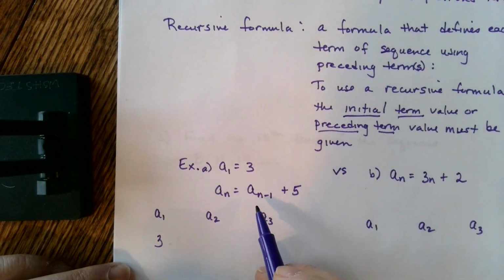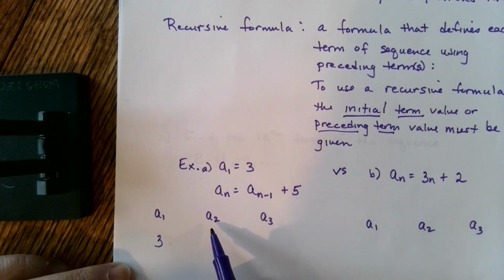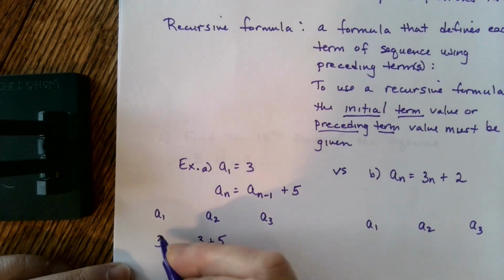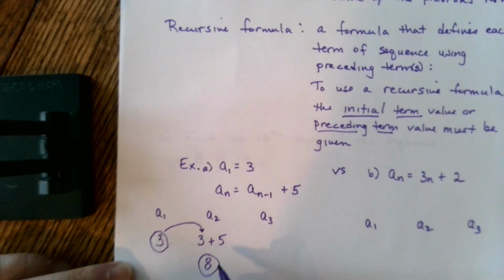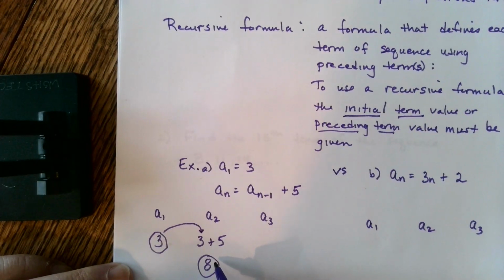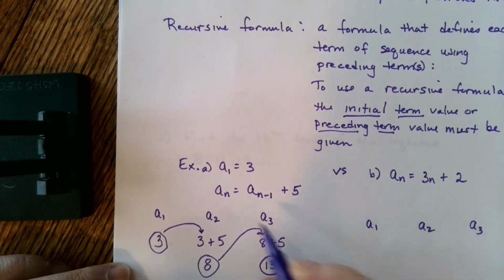So for example, if I substitute in a 2 here, 2 minus 1 will be 1. So therefore, my second term can be found by taking the 3 and adding it to the 5, and so I get an answer of 8. So this 3 in term number 1, the value number 1 would come in. Now that I know that my second term's value is 8, the previous term's value, I can substitute that in and add 5 to it because that's my formula, and I end up with 13. So as you can see, the recursive formula requires that you know the previous values.